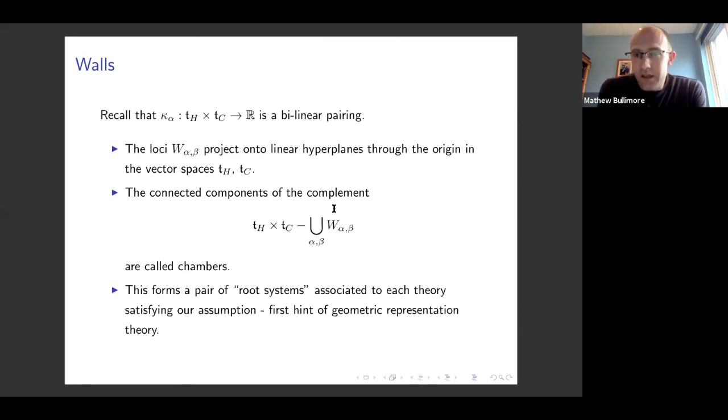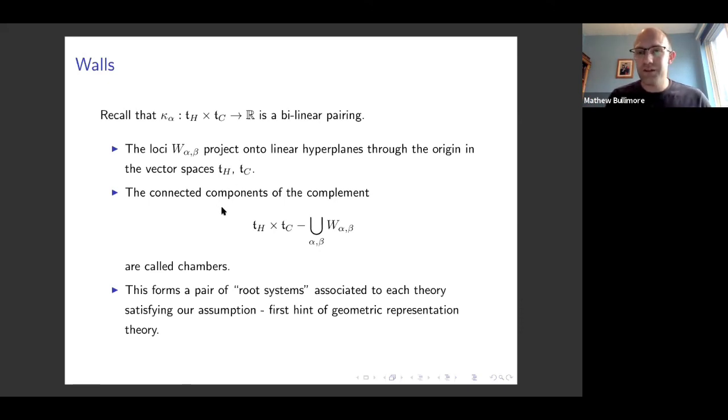These hyperplanes cut the spaces up into chambers. If I look at the connected components of the complement of these hyperplanes, if I just excise them, then they split into chambers where the vacuum structure is constant, and as I cross over a wall, things might jump. And these hyperplanes are all hyperplanes through the origin, and so they form a root system, or if you like, a pair of root systems, one in T Higgs and one in T Coulomb. So for every theory, I get a root system.